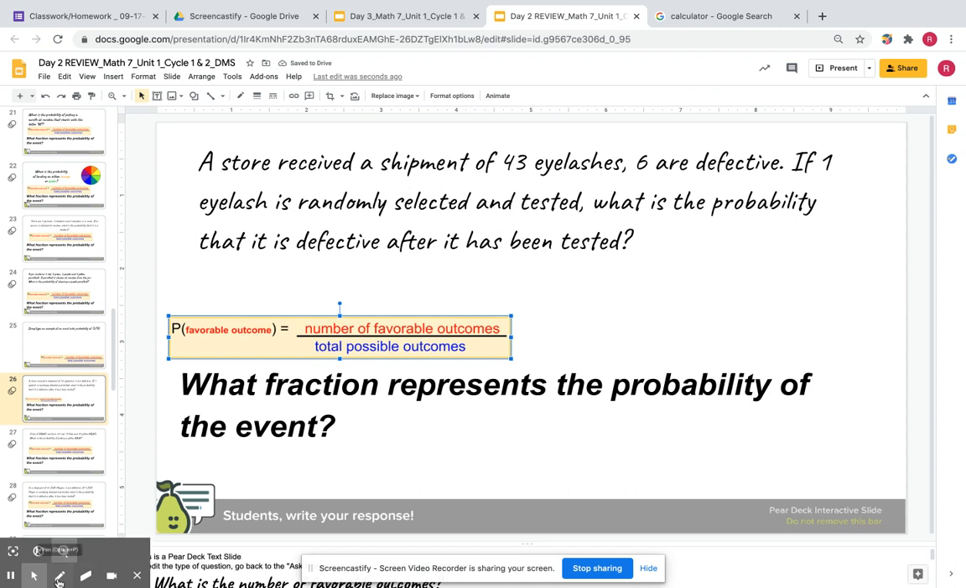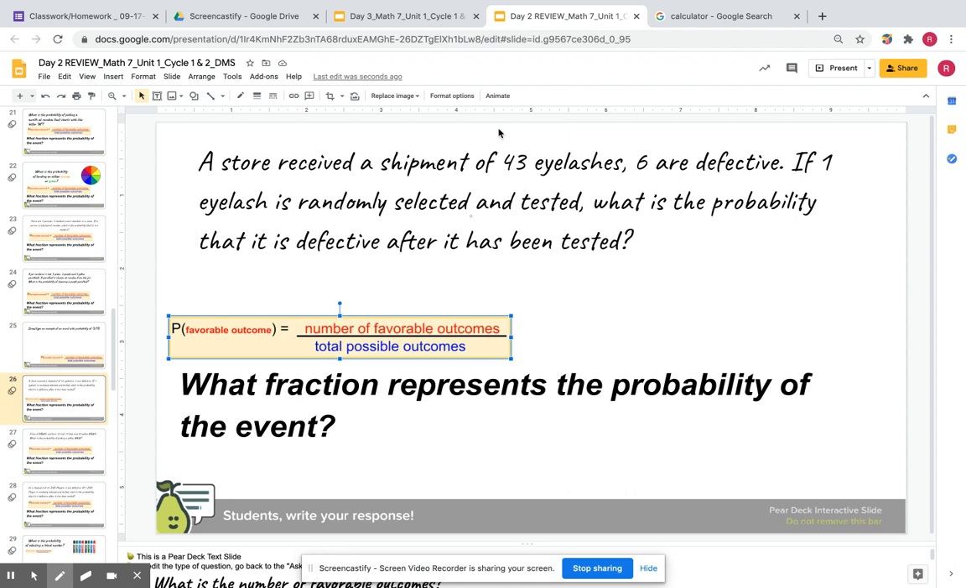Go ahead and read it by yourself, actually. All right. I'm going to assume that you actually read it, so I'll read it out loud. A store received a shipment of 43 eyelashes. 6 are defective. If one eyelash is randomly selected and tested, what is the probability that it is a defective eyelash, basically, after it's been tested? Kind of summarize the end.